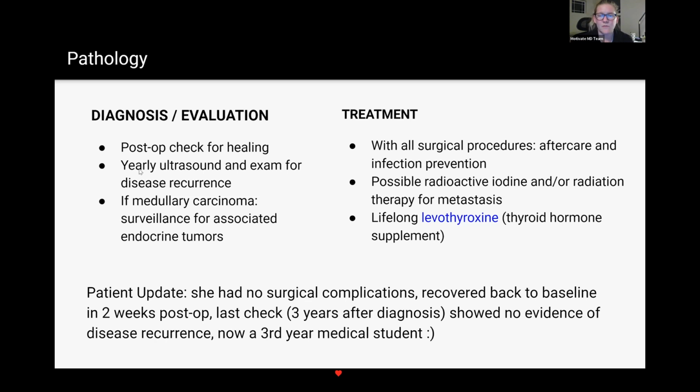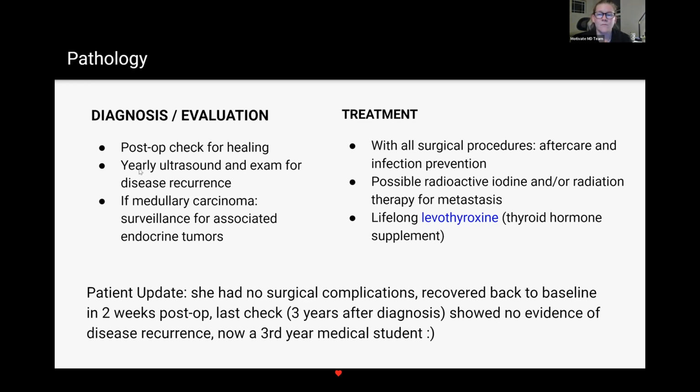And then I mentioned before that there are different types of thyroid cancer. If you have specifically medullary thyroid cancer, then that can be associated with other sites in the body that have tumors. So we also want to make sure that we perform surveillance for those possible areas of future cancers as well. But because this patient had papillary thyroid cancer, she doesn't have to undergo that.